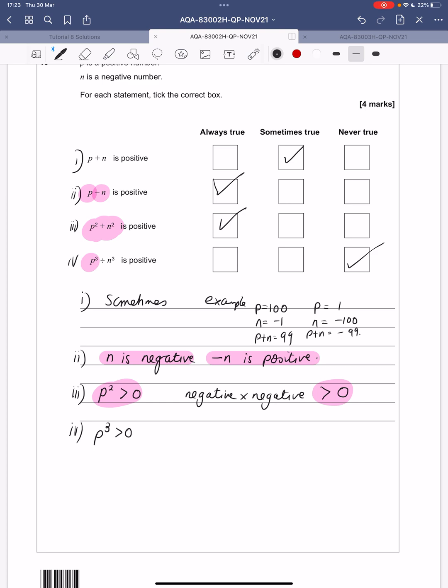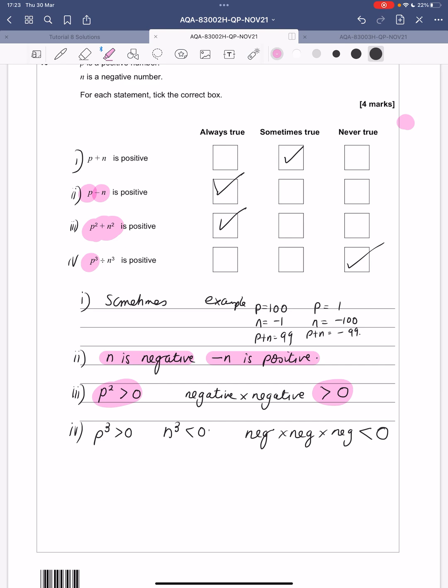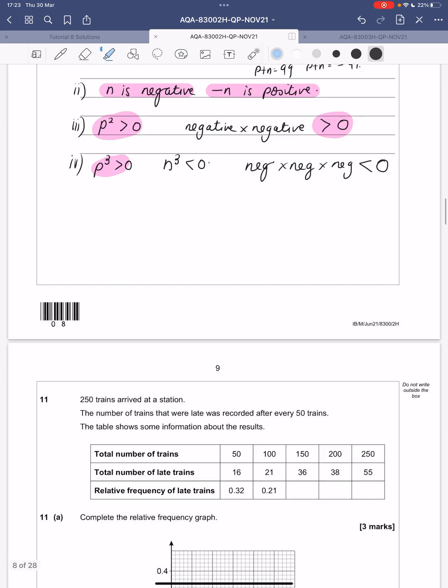P cubed is positive, but N cubed is less than 0, because a negative times a negative times a negative. Two of them make a positive, but then you get another one negative again, so that's less than 0. So what colour is for N? Just looking at, there's not a colour that begins with N, is there? But anyway. There we are. So that's positive there, but N is not. N cubed is not. Anyway, let's move on.